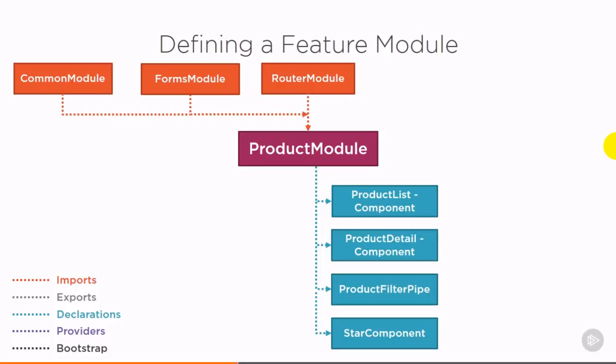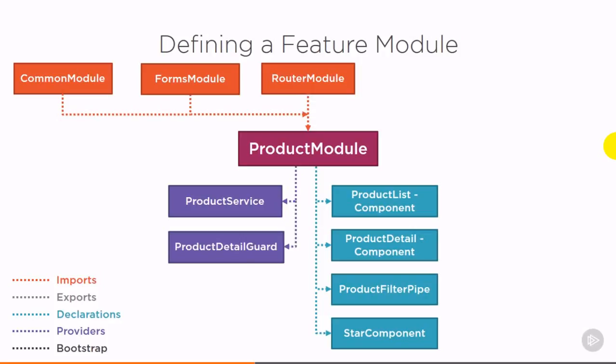Lastly, we add any related services we want to declare at the module level, which make the services available to be injected into any class in the application. In this example, we add the product service and the product detail guard, which must be at the module level.